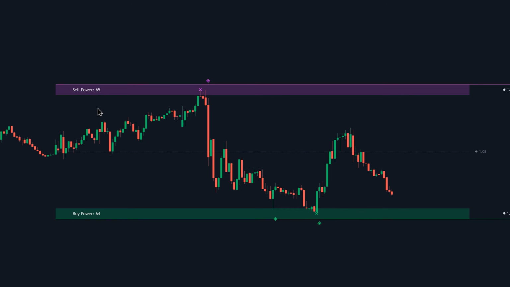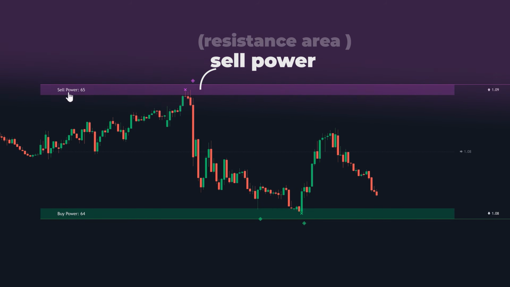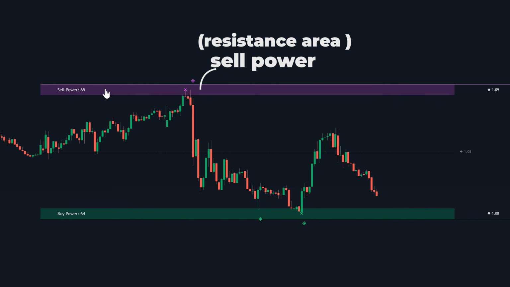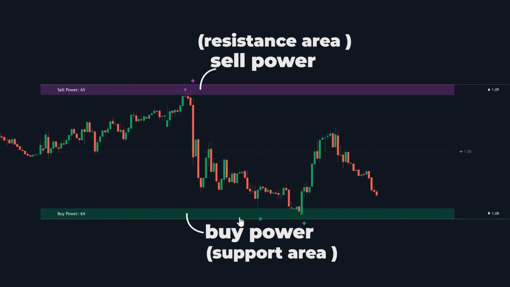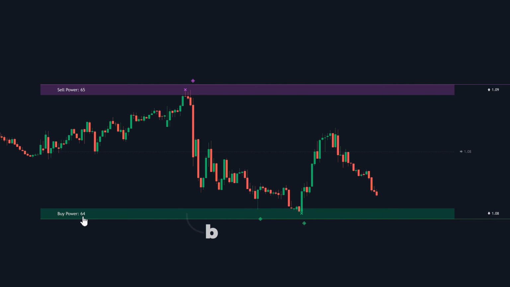So when you look at the chart with this indicator loaded, you'll see this channel. The upper zone, usually in pink, is labeled sell power. That's your resistance area. And the lower zone, typically green, is labeled buying power. That's your support. Now, within that upper pink resistance zone, the indicator actually calculates sell power based on the number of bearish candles it sees. And similarly, down in the green support zone, it calculates buy power based on the number of bullish candles. This is super helpful because it gives you a real sense of the strength of the buying or selling activity right at those key levels.